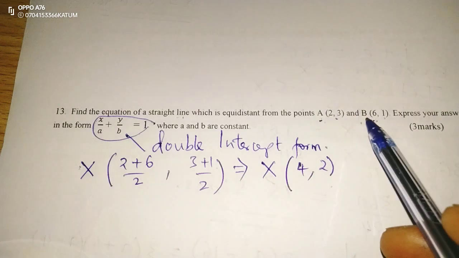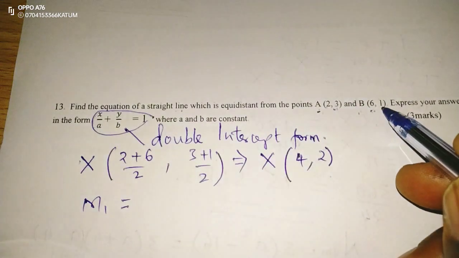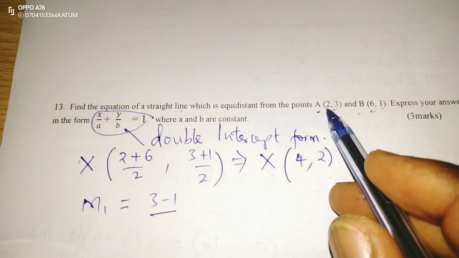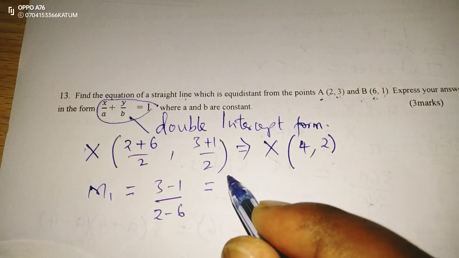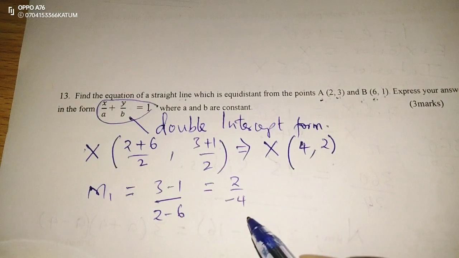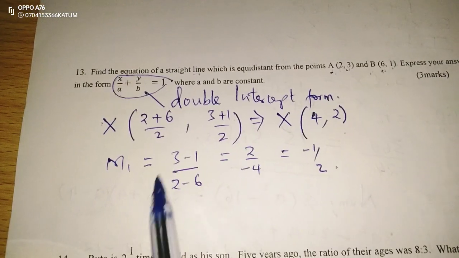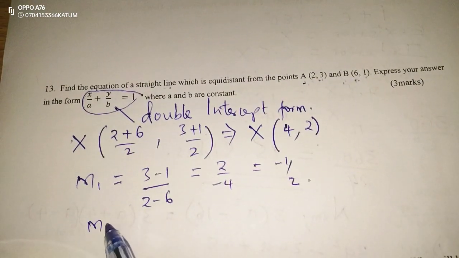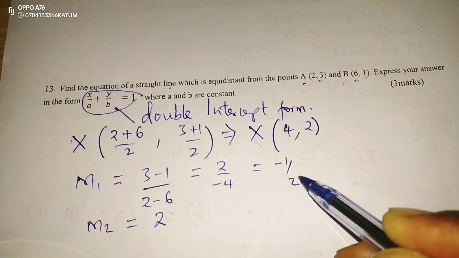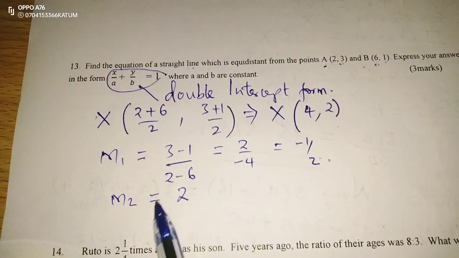Something else to know is that from A and B we can get the gradient of AB, gradient 1, where we can take 3 minus 1 over 2 minus 6, because it is change in y over change in x. So this will be 2 divided by negative 4, so this is going to be negative half. This means the perpendicular bisector, the line equidistant from A and B, will have a gradient equal to 2, because the two gradients of perpendicular lines must give us a product of negative 1. So if one is negative half, the other line has to be 2.